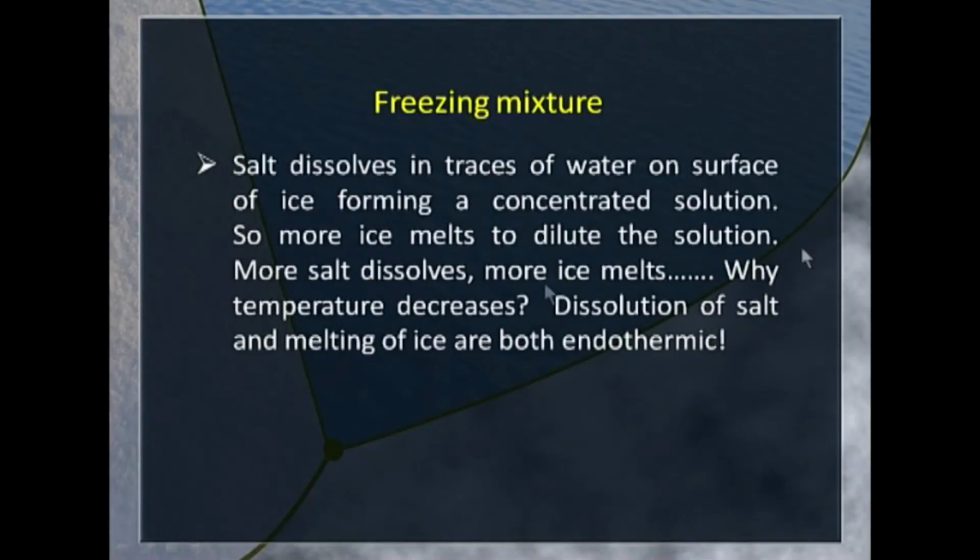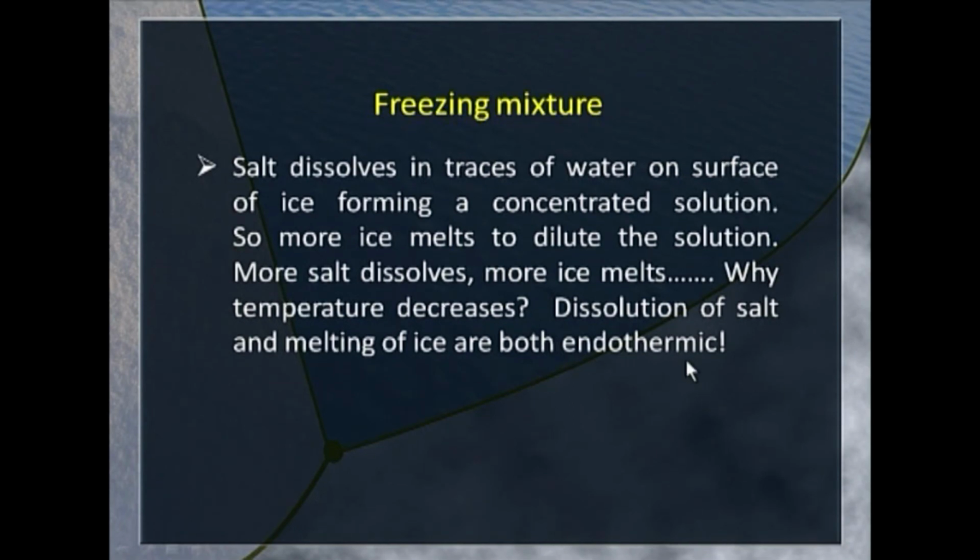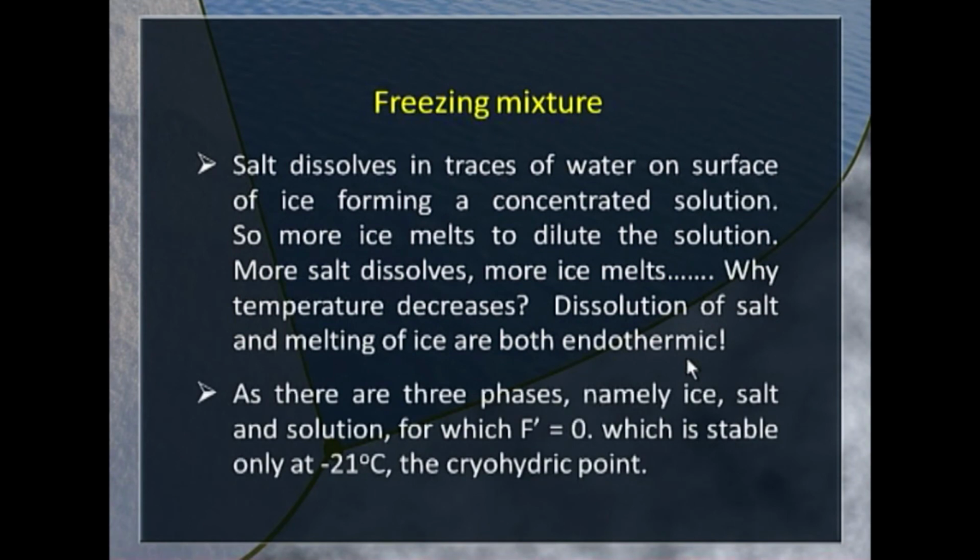This process continues. Why does temperature decrease? Dissolution of salt and melting of ice are both endothermic processes. As there are three phases, namely the ice, salt, which are both solids, and the solution in equilibrium, the number of degrees of freedom is 0. This three-phase system is stable only corresponding to the temperature minus 21 degrees centigrade, which is the eutectic temperature or the cryohydric point in this case.